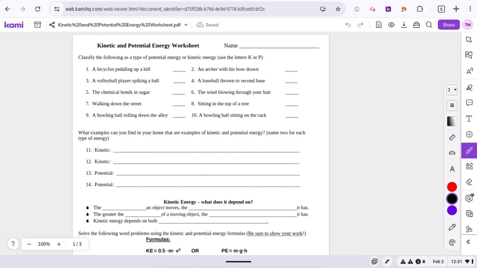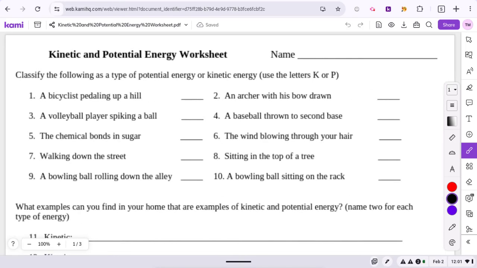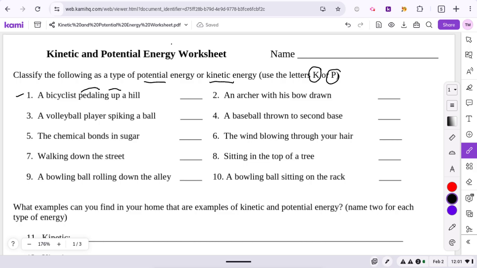Okay, this video is going to show the kinetic and potential energy worksheet. For the first 10, you just need to put a letter K for kinetic energy or a letter P if it's potential energy. For example, for number one, if the bicyclist is pedaling up a hill, that means they're moving. That's kinetic energy.